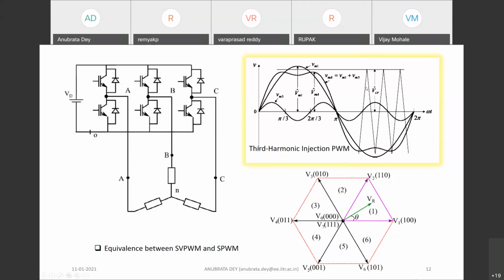So you don't want to get into overmodulation. You want to retain all the signal within this particular line. So how can you do that? You can do that using some third harmonic signal, third harmonic with respect to the fundamental, which you have already considered.